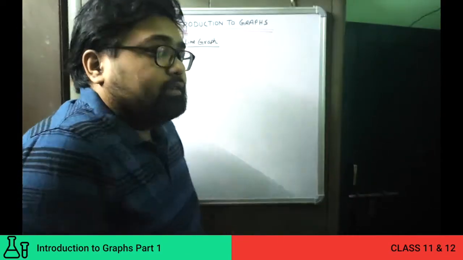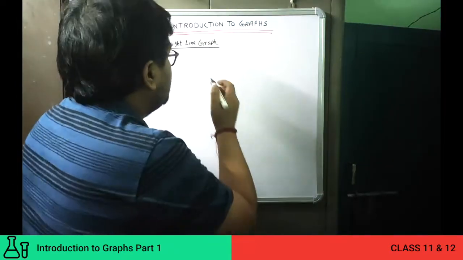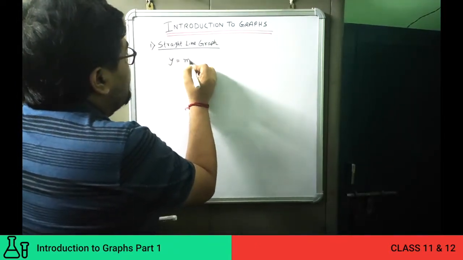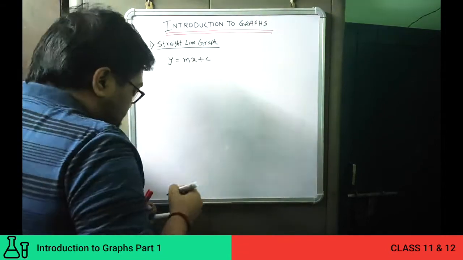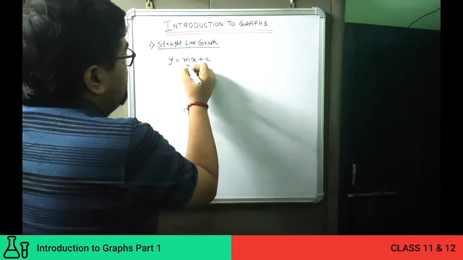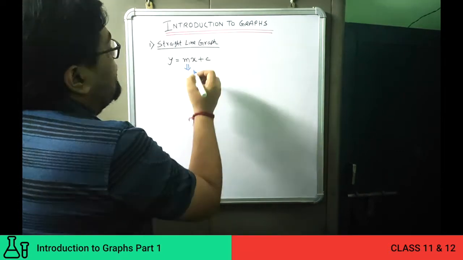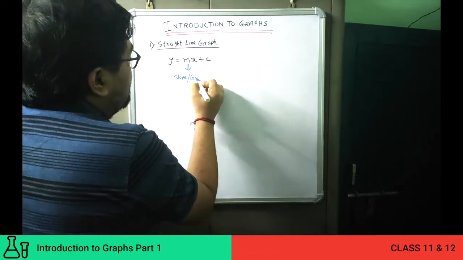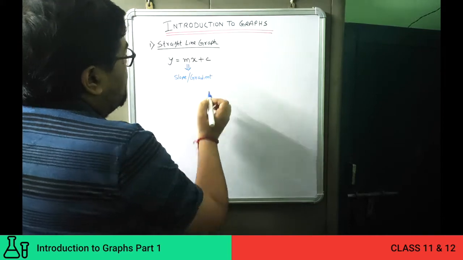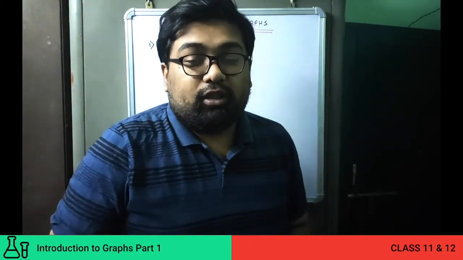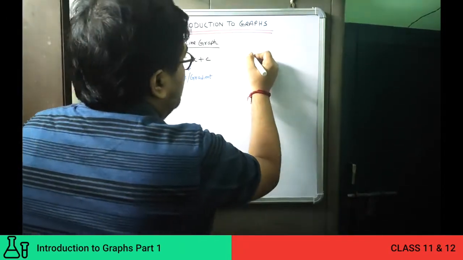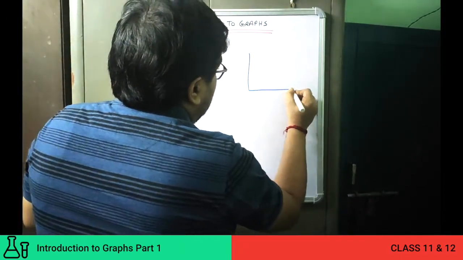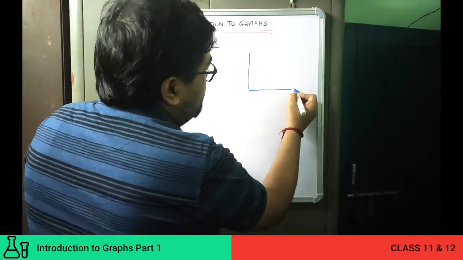Now, the general equation for a straight line is y equals mx plus c. Now you will ask me, what is the meaning of this m term? This m term signifies slope, or you can say gradient. Okay. Now what do you mean by slope or gradient? Slope is the tangent of the angle that a line makes with the positive x direction. I repeat, it is the tangent of the angle that the line makes with the positive x direction.